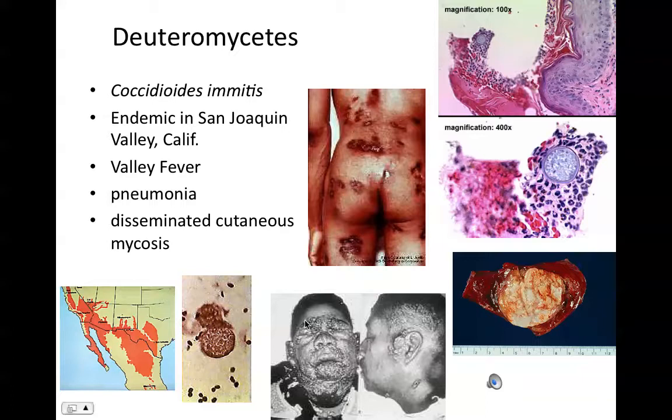So Coccidioides immitis is an example of a dimorphic fungus, D-I-M-O-R-P-H-I-C, dimorphic. It will grow as a mold at room temperature, but grow in the form of a yeast at body temperature, roughly 37 degrees Celsius.